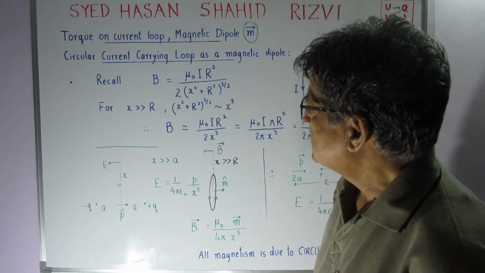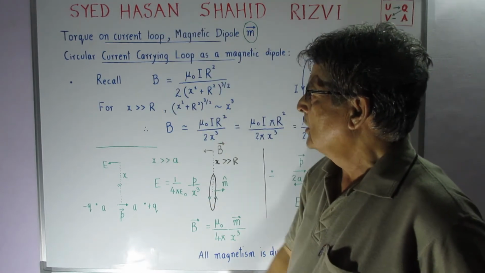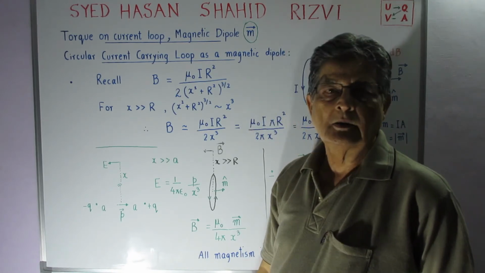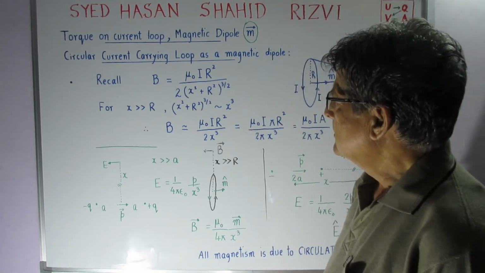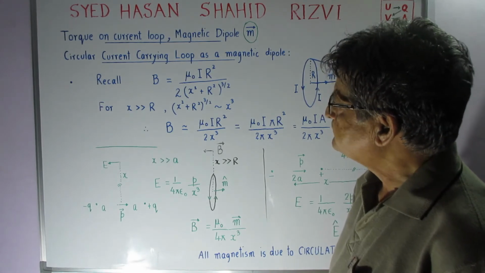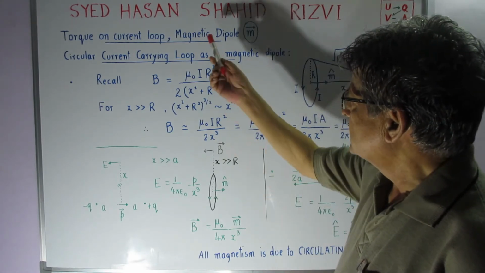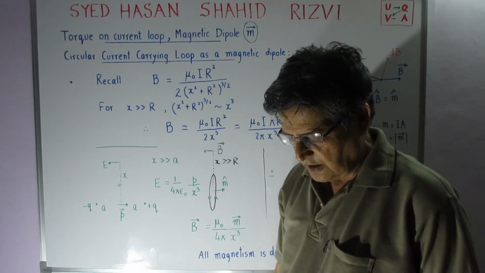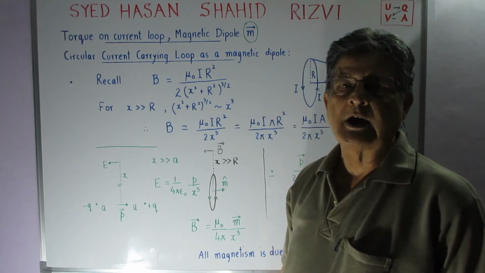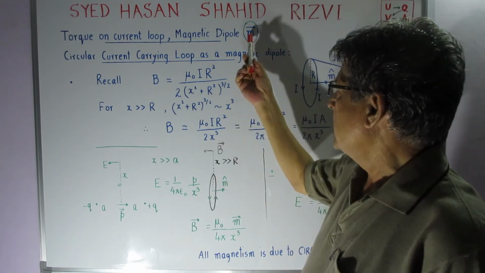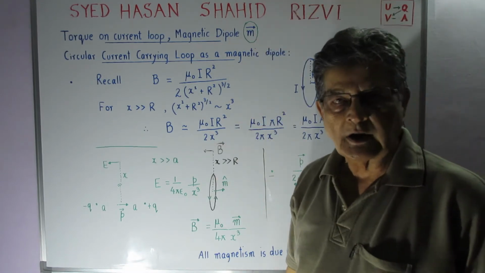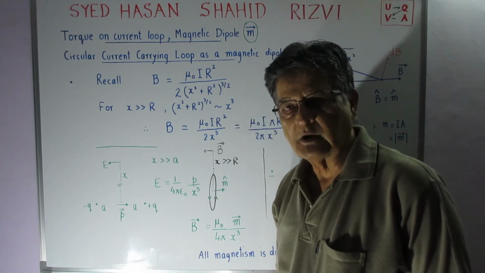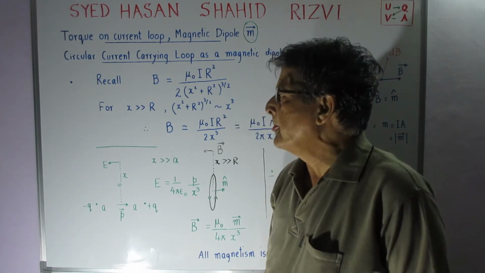There I talked to you about a current loop, and that loop was rectangular, okay? And we found that there is a magnetic dipole associated with it, which is equal to the current multiplied by the area vector. So the vector M is equal to the current, which is a scalar, multiplied by the surface area vector, capital A.